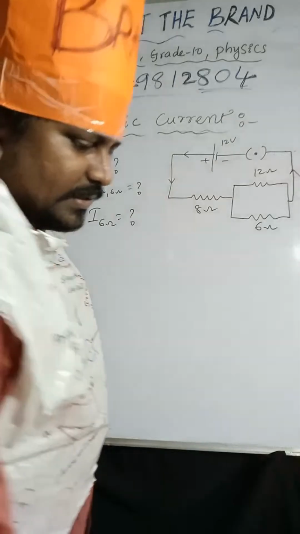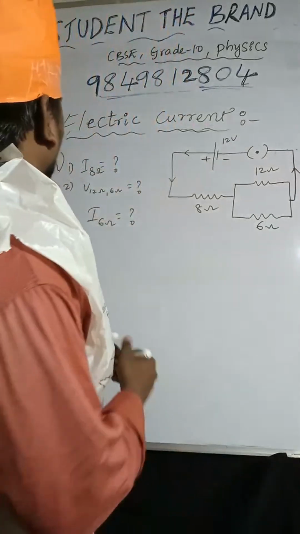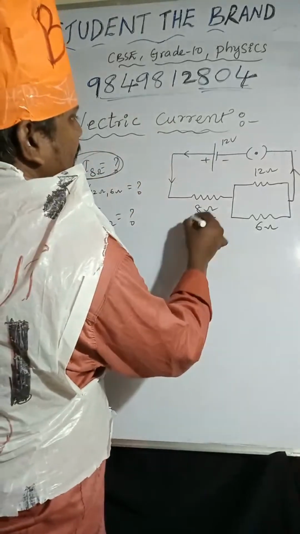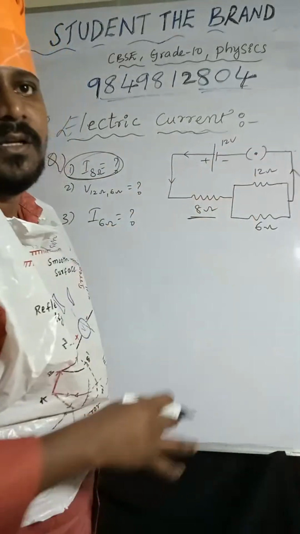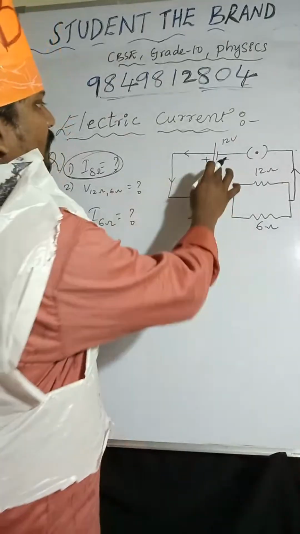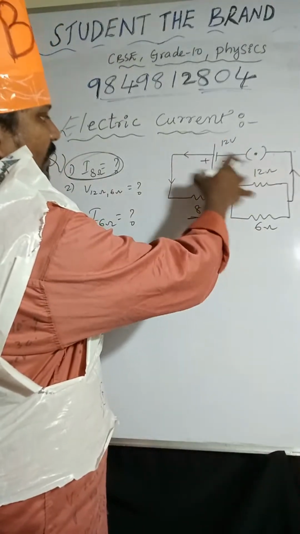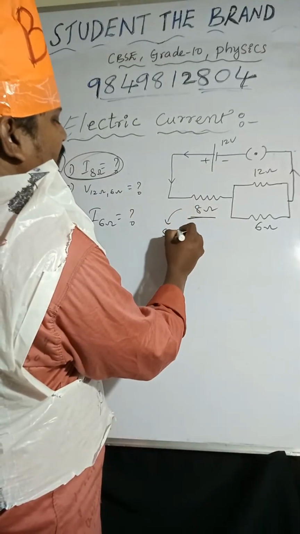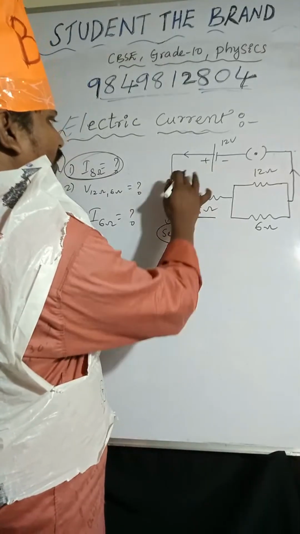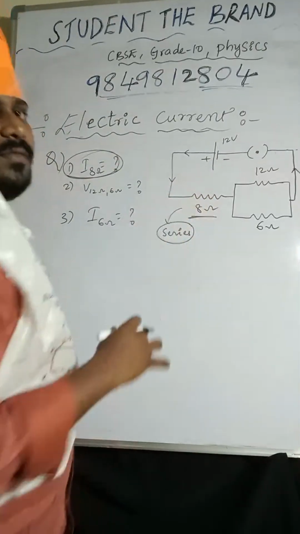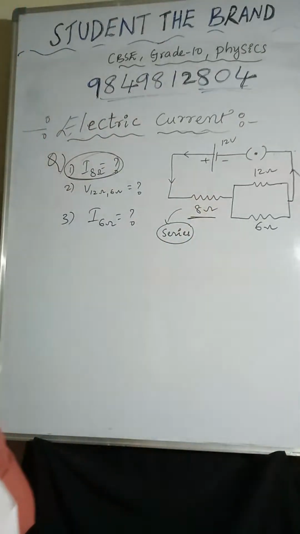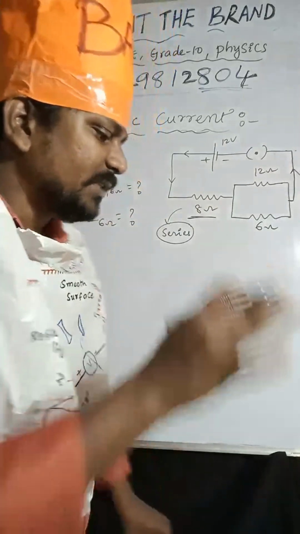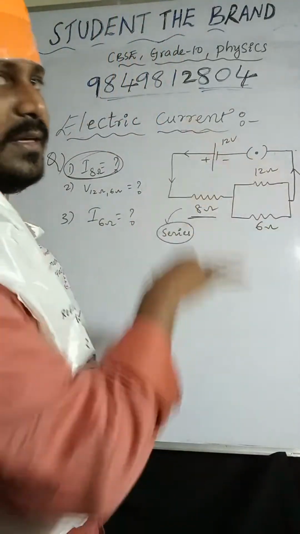Okay, so here you can see, current through the 8 ohm resistor. The 8 ohm resistor is connected in series combination to the circuit. You have to check how it is connected to the cell or battery. Series. If it is series combination, whatever current is flowing in the circuit, the same current will flow through the 8 ohm resistor. So that's why first you find the current in the entire circuit.